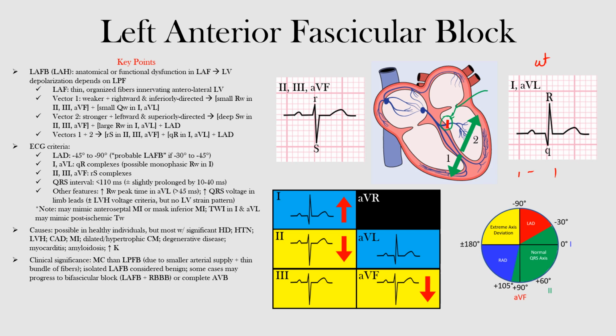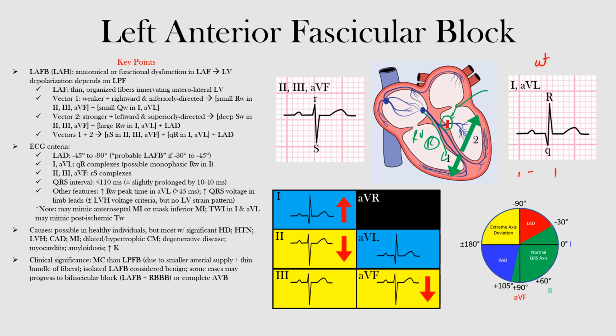Now, because this fascicle is blocked, depolarization of the left ventricle has to progress from the interventricular septum, the inferior wall, and the posterior wall toward the anterior and lateral walls of the heart. This results in an unopposed vector that is directed superiorly and leftward. In addition, because the right bundle branch is not affected, the right ventricle will depolarize normally. On the right side of the heart, we have our right bundle branch, and our right ventricle will be fine. Everything is able to get through to the right side.